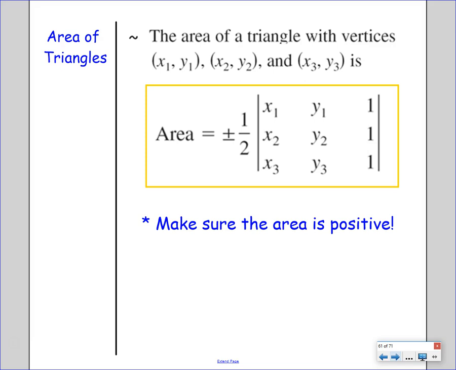Ugh. If you had any 3 vertices on some Cartesian plane, what would you have to do in order to do 1/2 base times height?